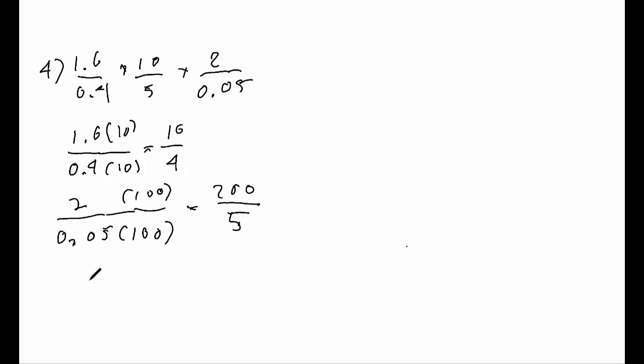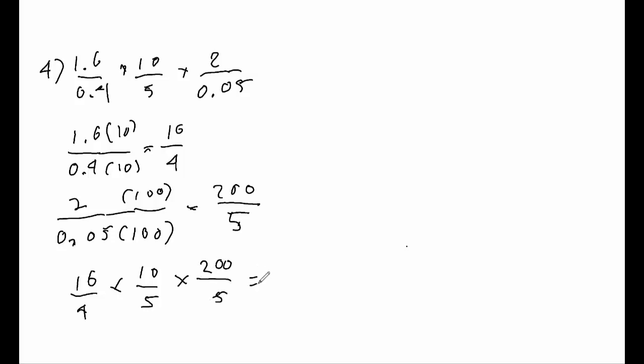So now we have removed the decimals from all three fractions, and now we're going to put it all back together again. The first fraction becomes 16 over 4. The second fraction, we didn't have to do anything because that was okay. The third fraction becomes 200 over 5.